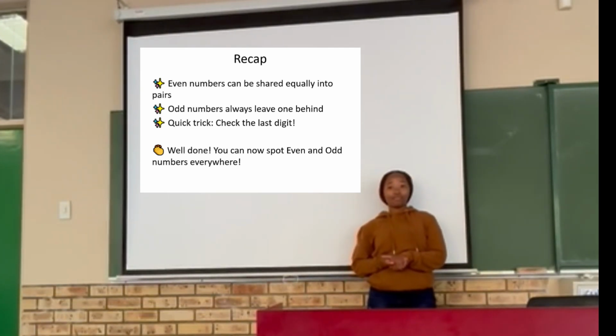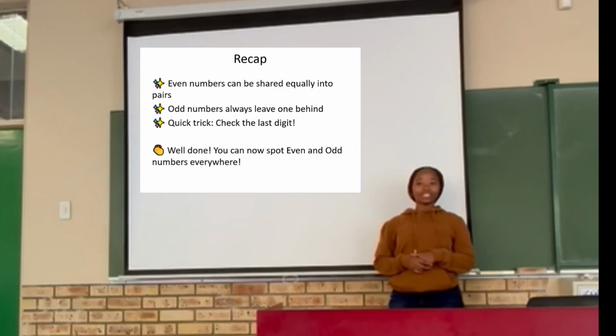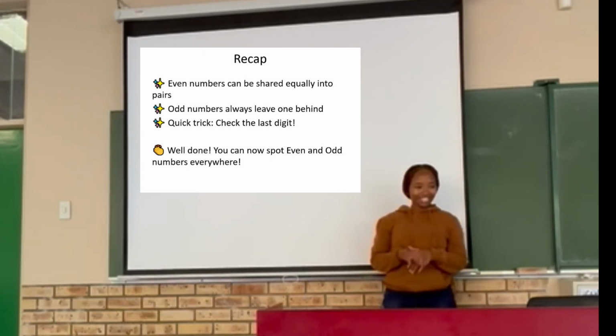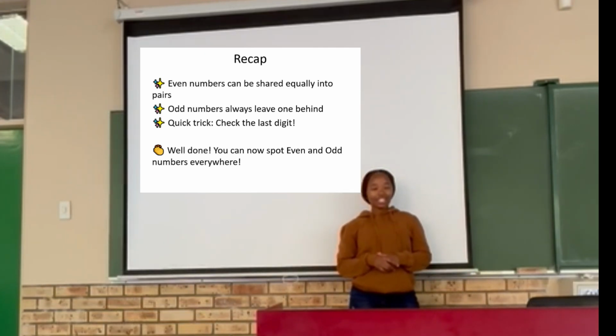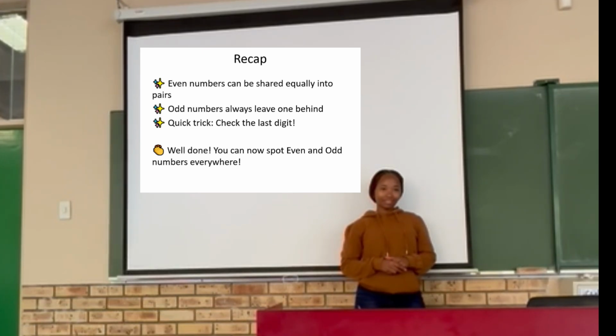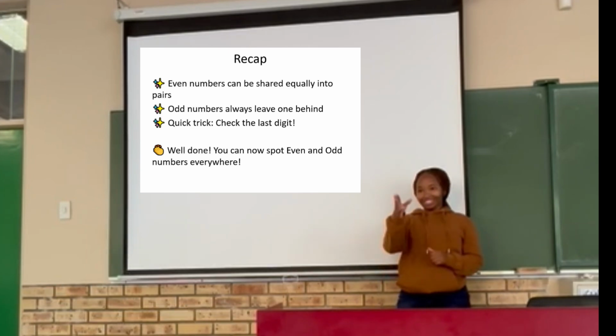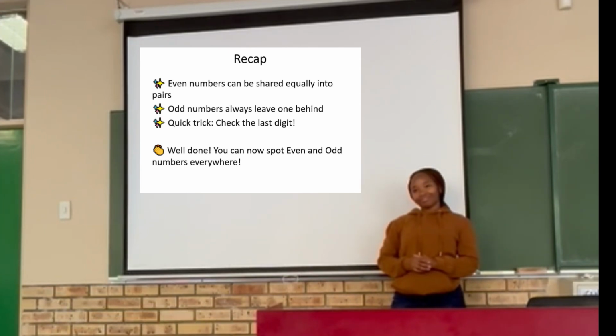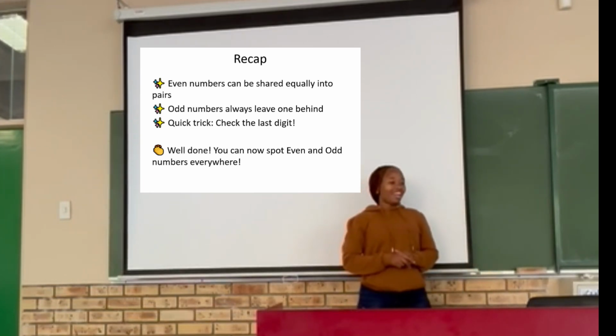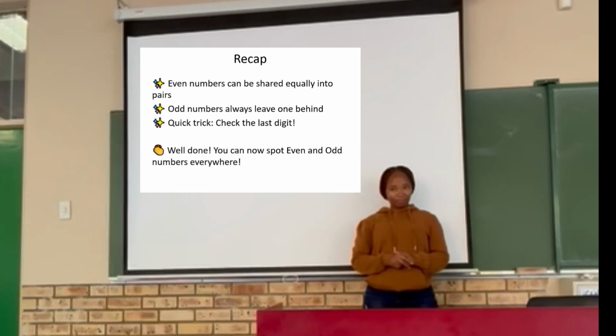So I'm going to test if you know what we've been doing. An even number can be shared equally into what? Into pairs. Yes. Can someone please tell me what is an even number? Ma'am, it's a number that ends with 2, 4, 6, 8, or 9. Can someone correct him, please? What is an even number? Ma'am, I think it's a number that ends with 2, 4, 6, 8, or 0. Okay, that's correct. And then what is an odd number?